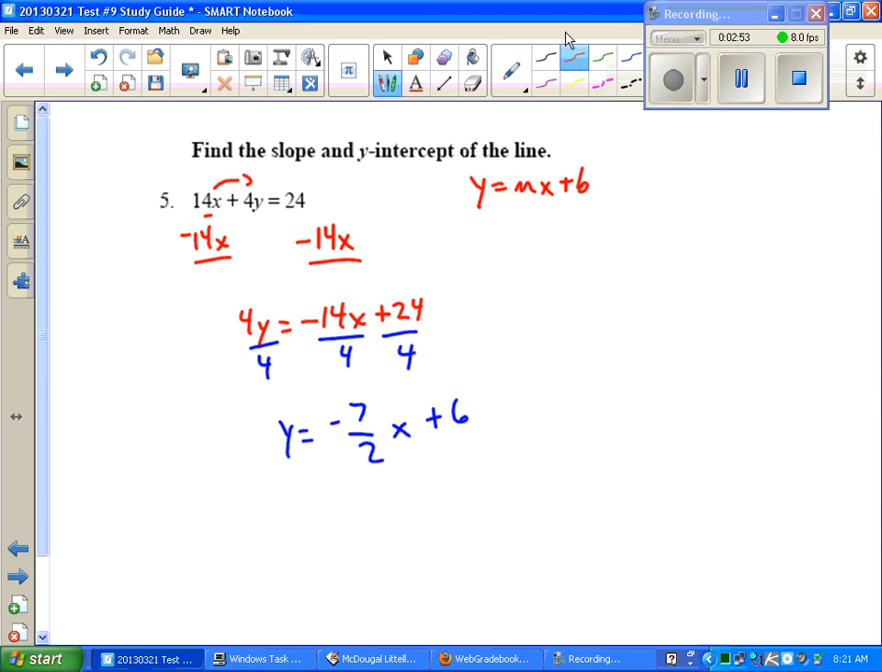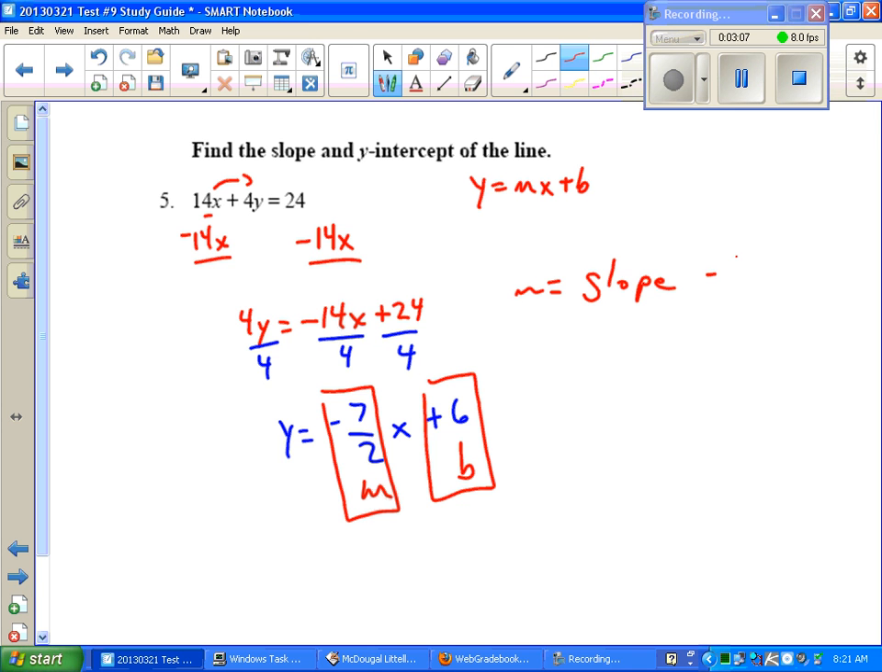Now it says mx plus b, where your m value is not negative 7 over 2x, it's just negative 7 over 2, and your b value is plus 6. So your slope, remember, is the same thing as your m, and your m is negative 7 over 2, and your y-intercept is the same thing as your b, and that is positive 6.